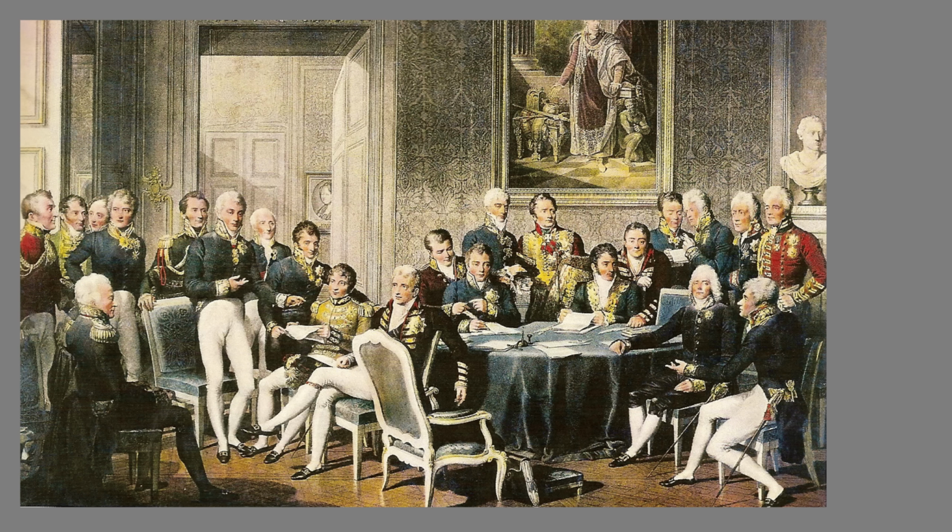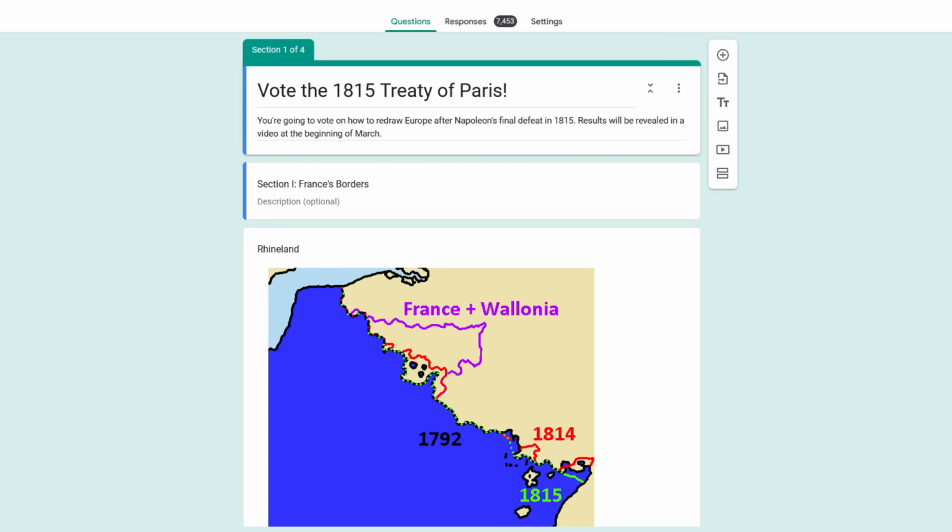Weakening France? Strengthening everyone else? A bit of both? Are we only making the greater powers greater, or are we letting some of the little guys join the team now? This time around, we had over 3 times the number of votes, with just a bit under 7,500 people participating. First, let's look at what you guys decided to do with France itself.